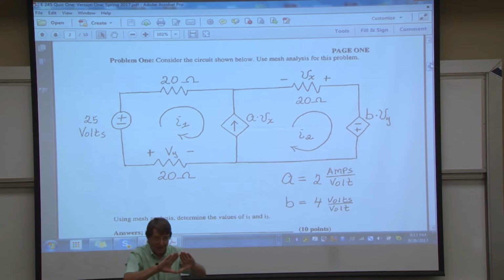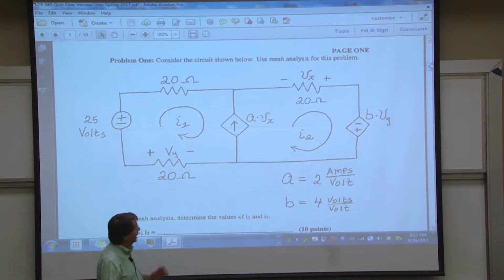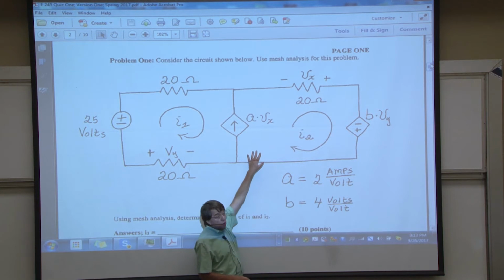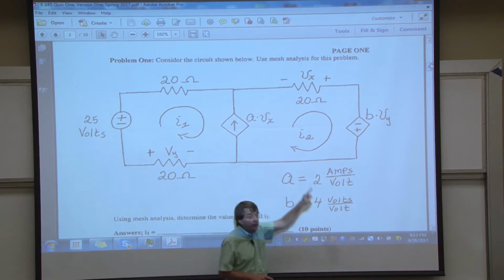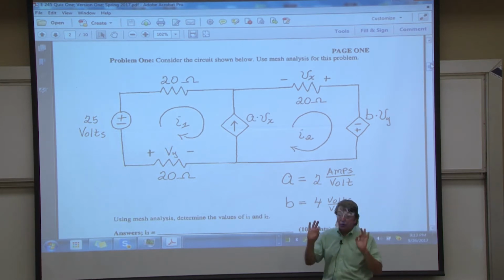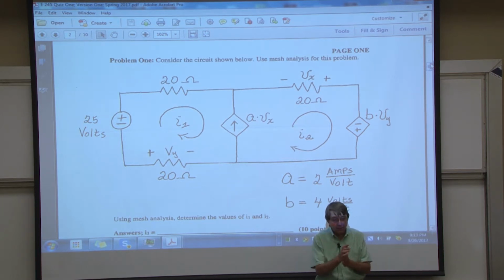However, I have a diamond. And when I have a diamond, I need another equation. So I say, okay, the diamond is being controlled by Vx. So I need to go where Vx is and write another equation. So I'm looking at this saying, great, I'm going to write 3 equations, and then I'm going to have to solve them. So right away, I know my game plan.